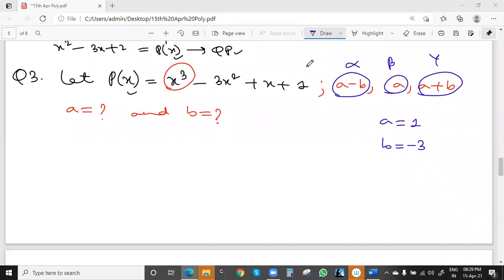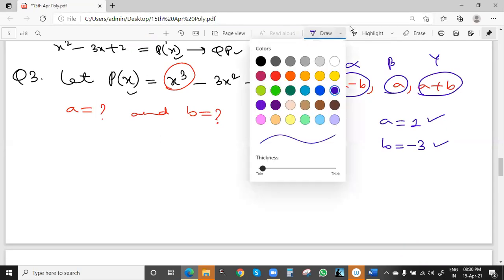Sir, is A equal to 1 and B equal to minus 3? A is 1, B minus same value. Yes sir, I also got the same value. Okay, good. 3 students got the same value. So most probably the answer will be this value only. I'm not sure, but we'll see. We'll solve together.